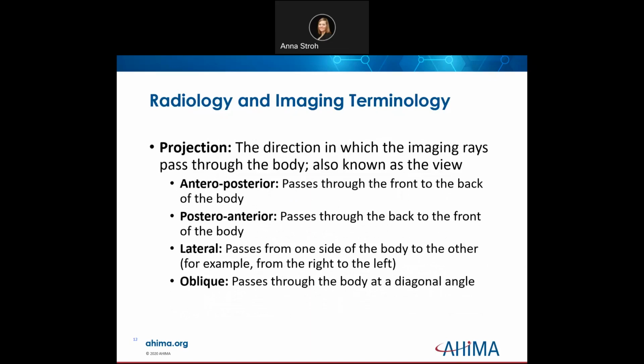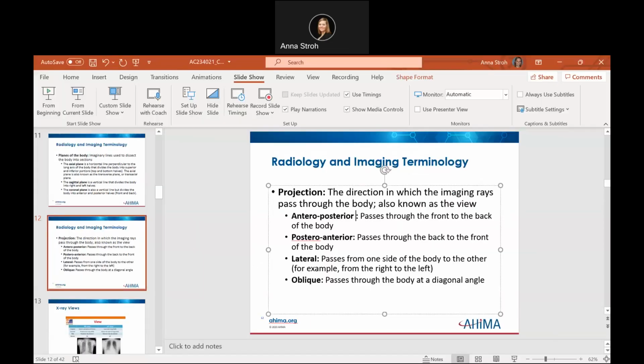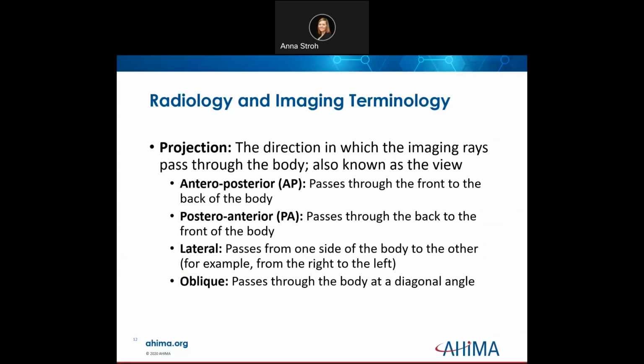And then projection. This is the direction in which the imaging rays pass through the body, also known as the view. So we have antero-posterior, posterior-anterior, lateral, and oblique. One thing I just want to draw your attention to, and I'm going to add this as I'm talking: when you are reading radiology reports, they usually don't say antero-posterior or posterior-anterior. They usually say AP view or PA view. So I just wanted to add that on there. And then we have lateral and oblique.